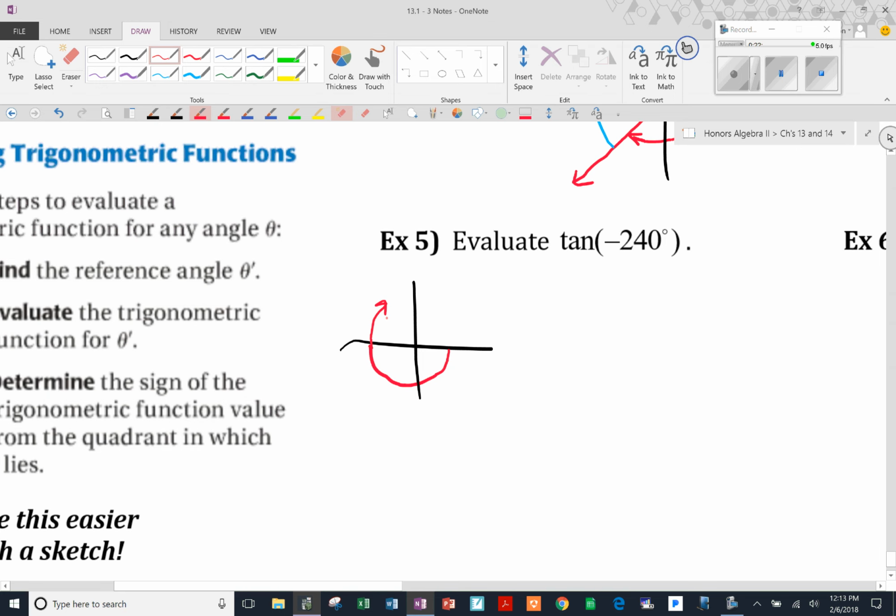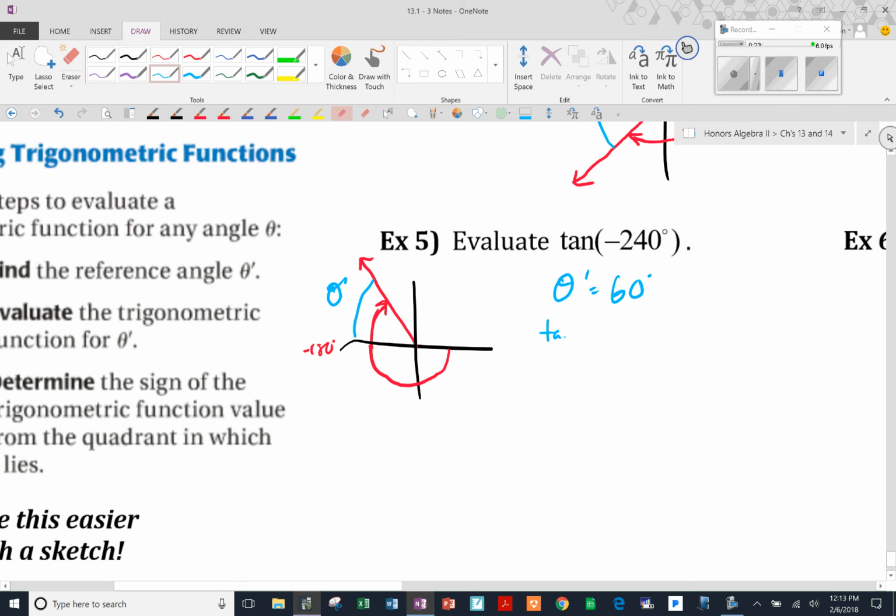60 degrees, right? Because we're at negative 180 right there. I'm going to go past it by 60 degrees. That's our reference angle. Even though we're going back to the x-axis that way, it doesn't matter. The reference angle is always positive. It's always acute. So the reference angle for this problem is 60 degrees.